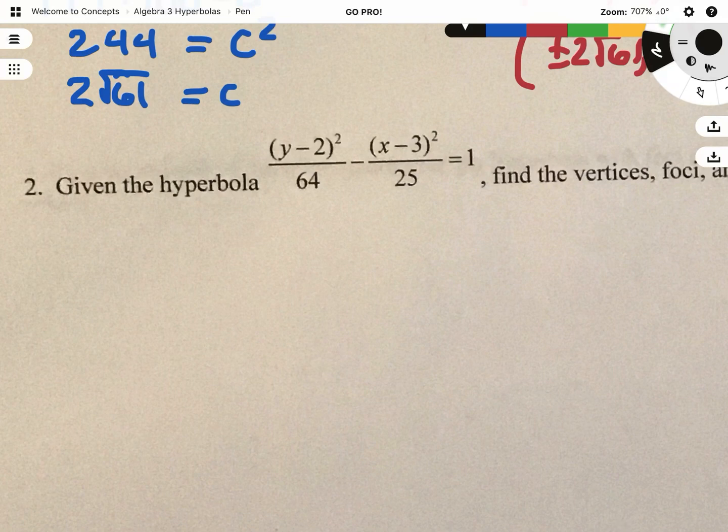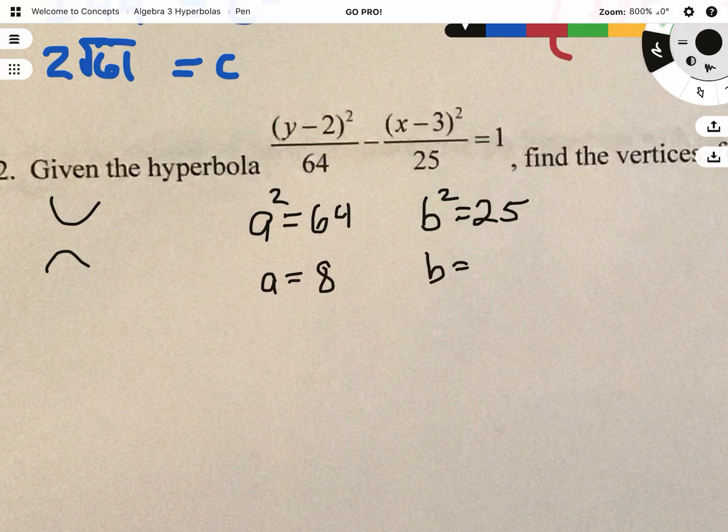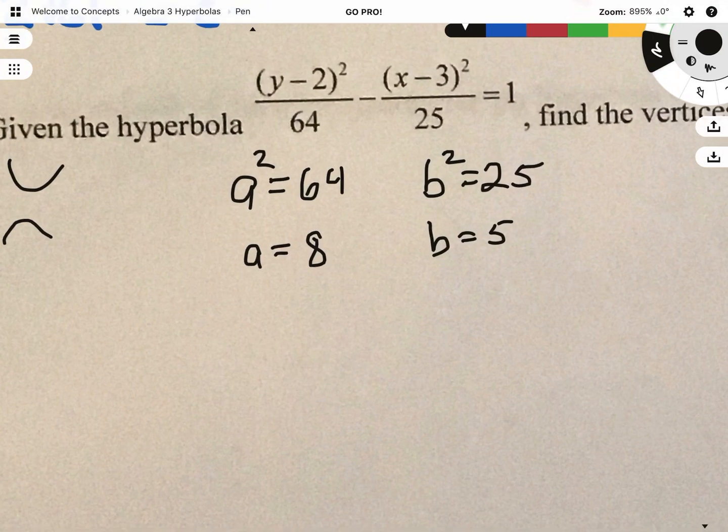Okay. All right, first thing I notice, it has a vertical transverse axis, so it's going to be opening up and down. So let me just draw a quick little picture like that. So it's going to look something like that. That means we're going to be adding to the y values instead of the x values for the vertices and the foci. All right, so a squared is equal to 64, and b squared is equal to 25. So a is 8, and b is 5.